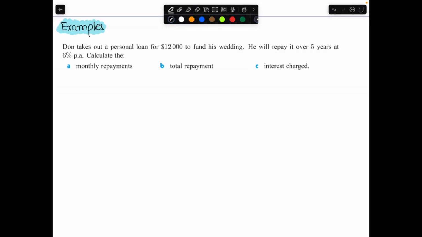Let's look into the first question, which says, Don takes out a personal loan of $12,000 to fund his wedding. He repays it over 5 years at a 6% per annum interest rate. Calculate the monthly repayments. Now, in order to do this, we're going to substitute this in the financial calculator, which I will tell you, but we need to understand the terminologies first. As I said, this N, I percent, then we have PV, then FV, then P over Y, and then C over Y. These are the inputs that you are going to do in your financial calculator.